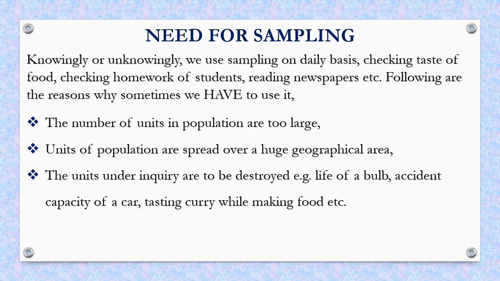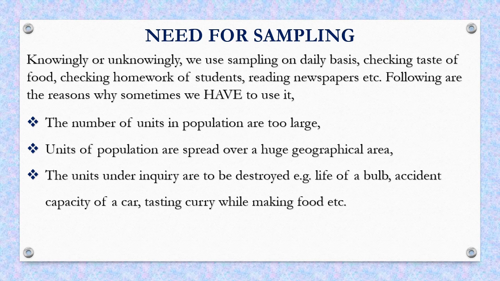So what they do is take a batch of 1,000 bulbs, take out 10 samples, run those 10 samples for hours and hours, and then take an average of 10,000 hours. That means the remaining 990 bulbs will run for 10,000 hours is what they are saying. So that's why we have to take a sample. The accident capacity of a car means that out of a batch of 100 or 500 or 10,000 cars, they make some of the cars go through accidents to check how safe the passengers remain.